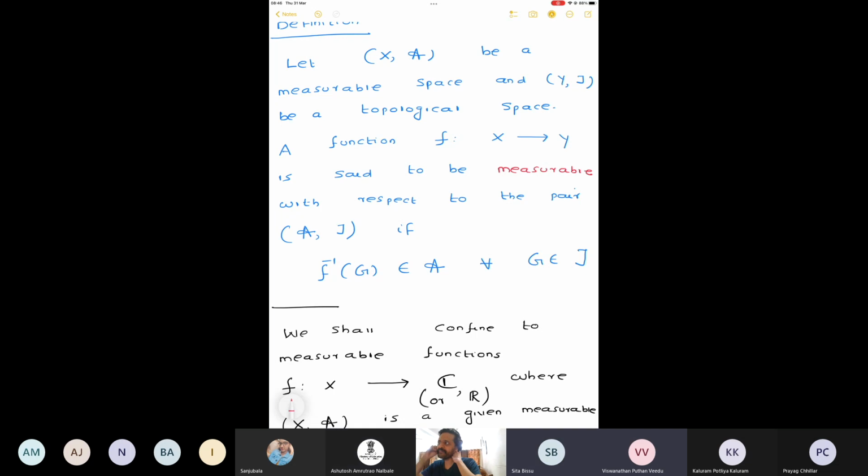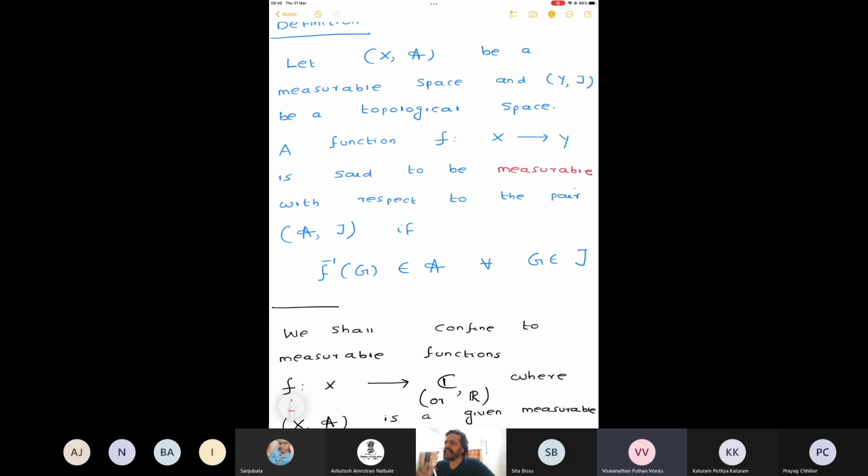Are you with me? Yes. So instead of f from R to R, I have now f from X to Y, where domain X is endowed with a sigma algebra and codomain Y is endowed with a topology. Now you take an open set in the codomain. I can talk about open sets because I have a topology. Take an open set G in the codomain, and suppose the inverse image is measurable for every open set in the codomain. I call such a function a measurable function.